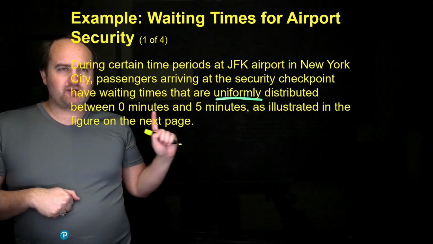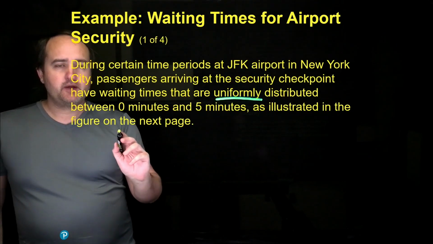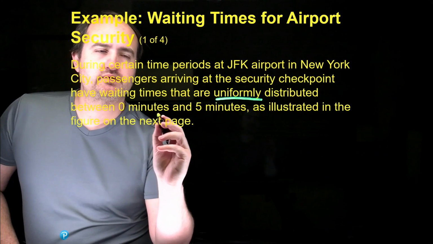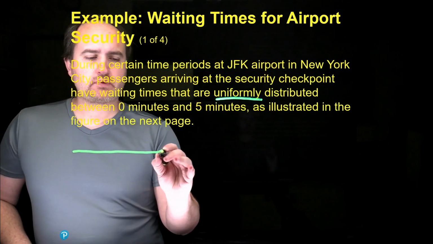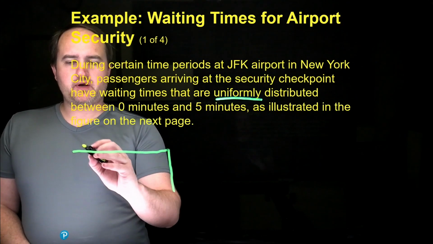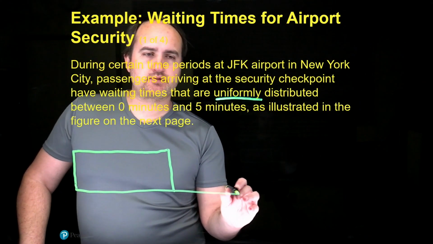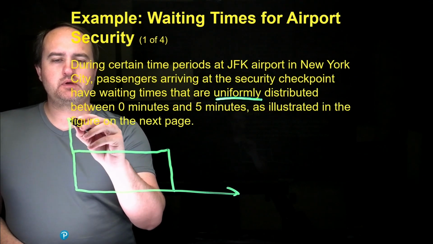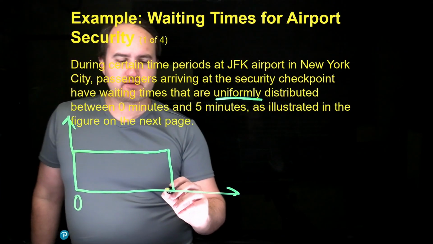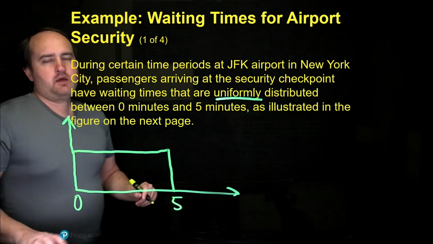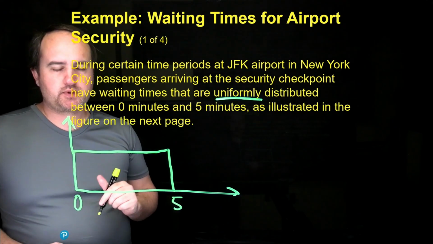So let's learn how we would make a rectangle out of this. When they say uniformly distributed between 0 minutes and 5 minutes, 0 minutes is where it starts and 5 minutes is where it ends. All we have to do is draw a rectangle that starts at 0 minutes. They're referring to the x-axis, so our x-axis is going to start at 0 and end at 5. And that's supposed to be a rectangle. Obviously, I'm kind of shaky from all the coffee that I drink, but I think we get the idea.